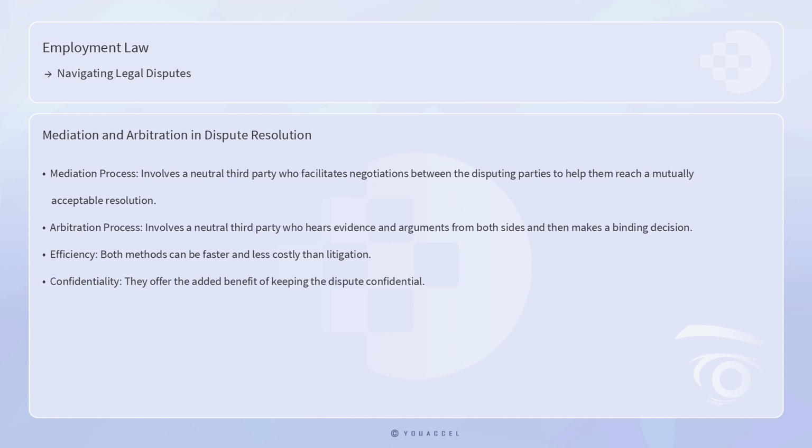Mediation and arbitration are alternative dispute resolution methods that can be used to resolve legal disputes without going to court. Mediation involves a neutral third party who facilitates negotiations between the disputing parties to help them reach a mutually acceptable resolution. Arbitration, on the other hand, involves a neutral third party who hears evidence and arguments from both sides and then makes a binding decision. Both methods can be faster and less costly than litigation, and they offer the added benefit of keeping the dispute confidential. HR professionals should consider ADR options when appropriate and work with legal counsel to determine the best approach for resolving each dispute.